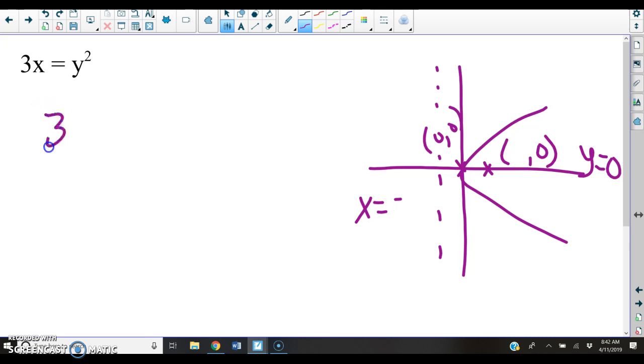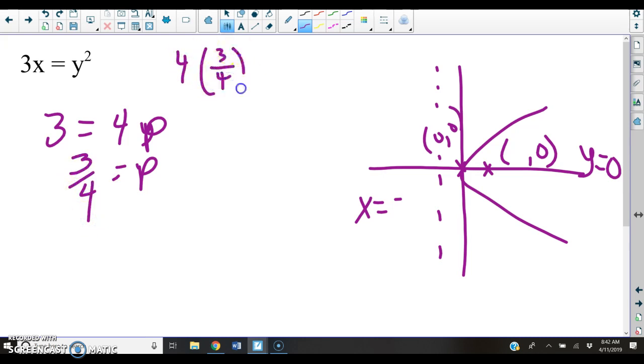So I'm going to have 3 equals 4p. So p is 3/4, and I can rewrite this as 4 times 3/4 x equals y squared. But that means this is 3/4, this is negative 3/4.